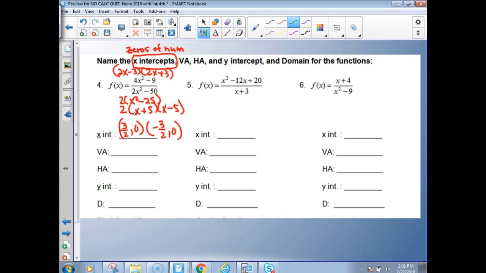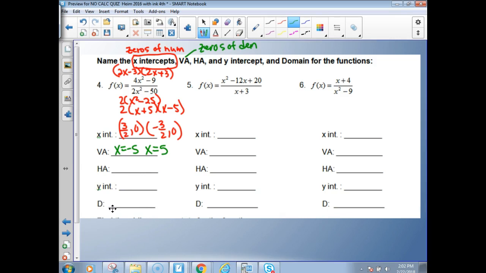You've got 2 asymptotes for the vertical asymptotes, which are the zeros of the denominator. So VA, find the zeros of the denominator. So we factor the denominator, set the factors to 0. Zeros of the denominator would be 5 and -5. So you've got x equals -5 and x equals 5 as your vertical asymptotes. And that right away gets you the domain.